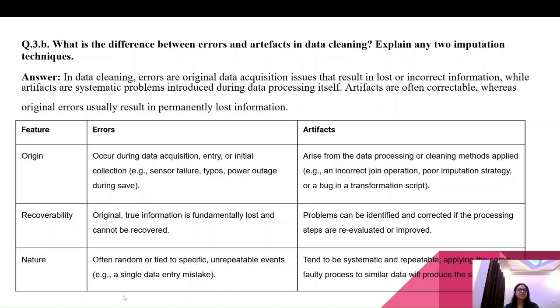The nature of error is often random or tied to a specific unrepeatable event. Example: a single data entry mistake. Artifacts tend to be systematic and repeatable. Applying the same faulty process to similar data will produce the same artifact.